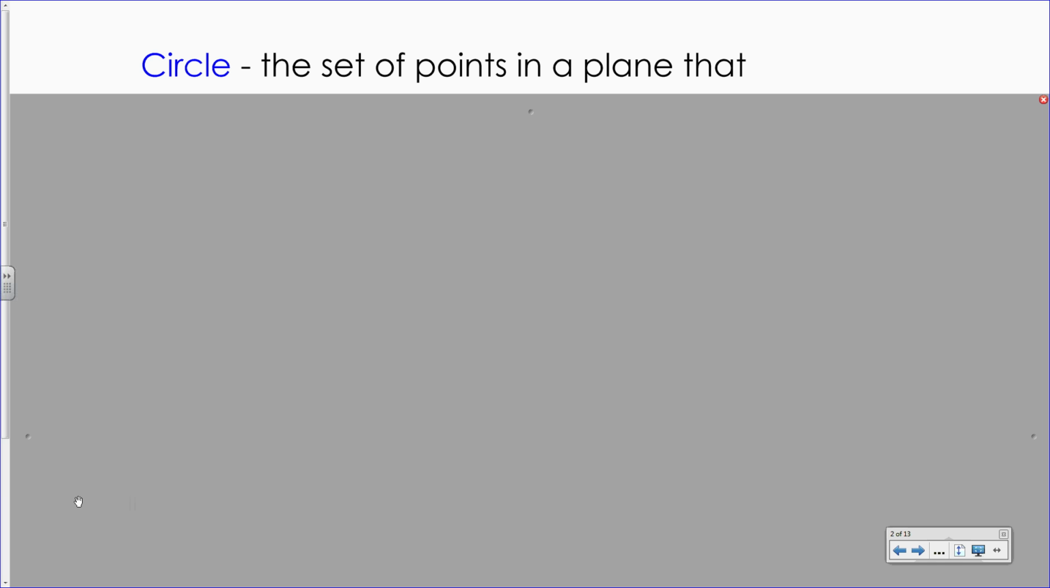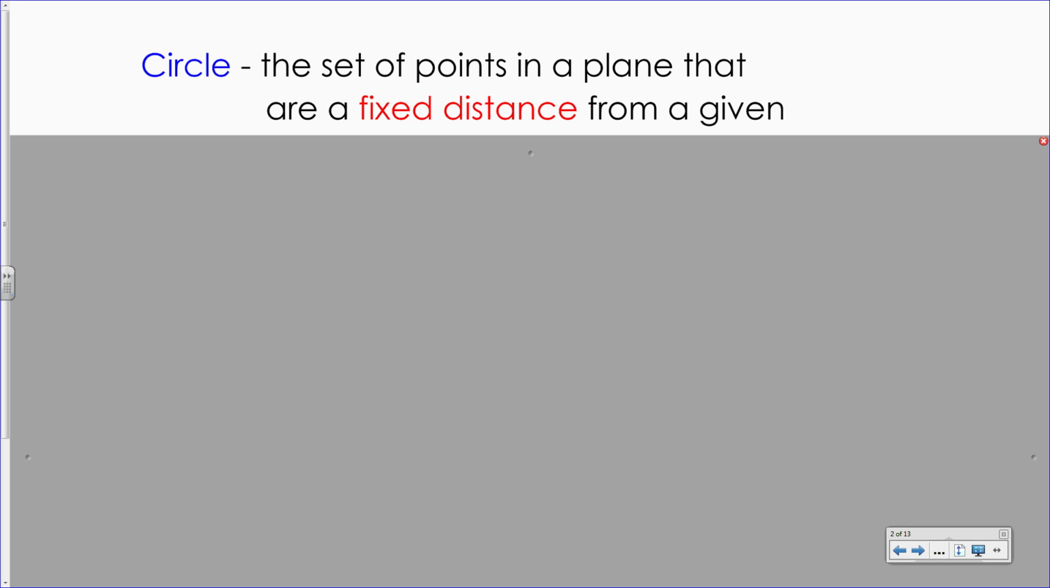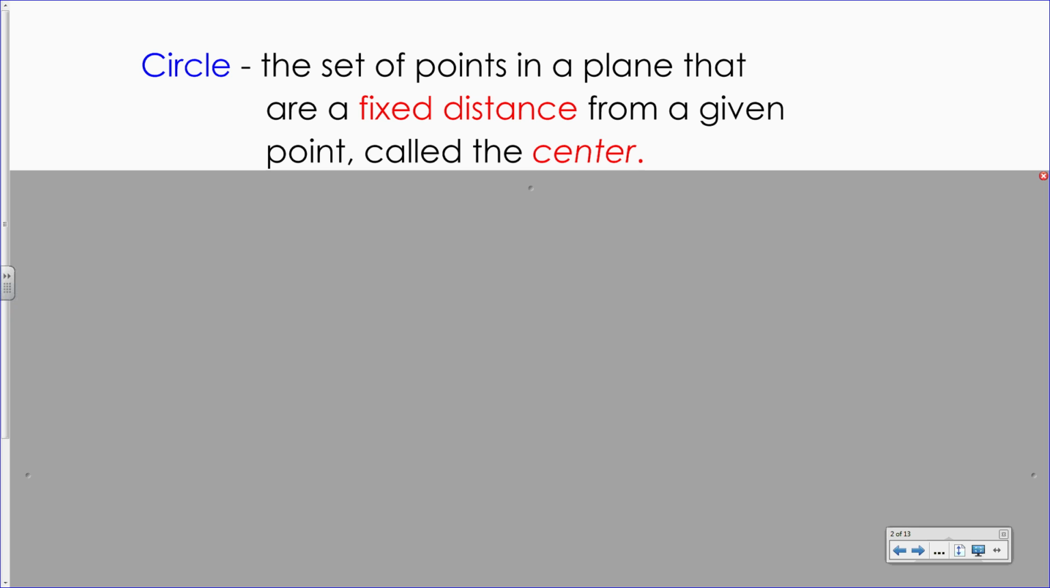Alright, this is your lesson for section 8.1, which is circles and circumference. If you'll get your notes out for that, we're going to take some notes on 8.1, and we're going to talk about circles. So the first line on your notes, please fill in that circles are the set of points in a plane that are a fixed distance from a given point called the center.